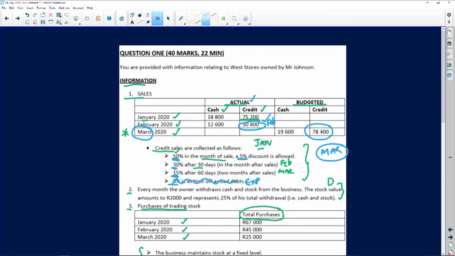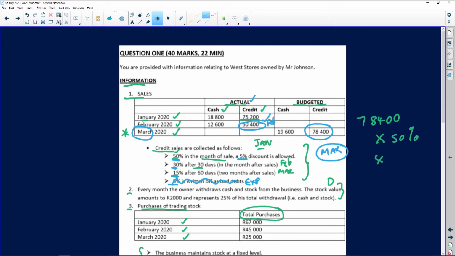So if you look at your calculation, let's just quickly change the color of our pen there. So our credit sales, 78,400. We're going to obviously receive 50% in March, but remember, we're not going to receive the entire amount because we are allowing that 5% discount.